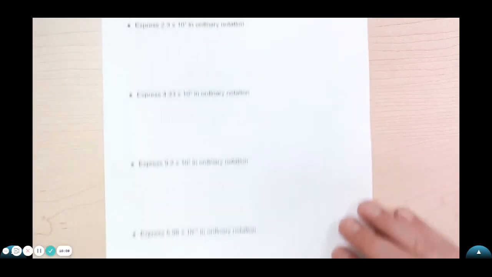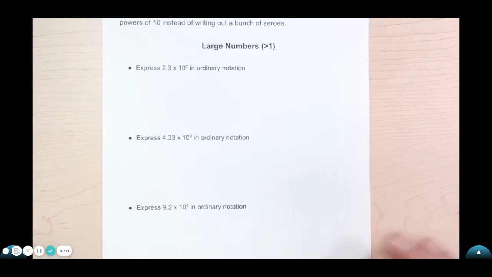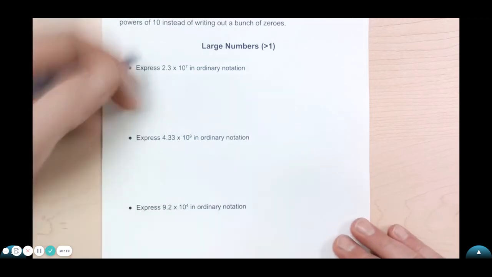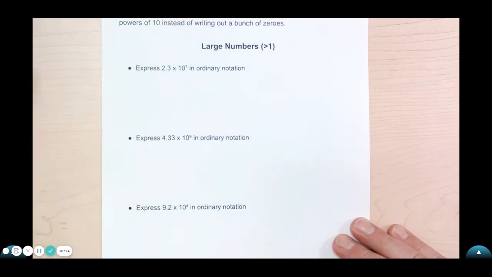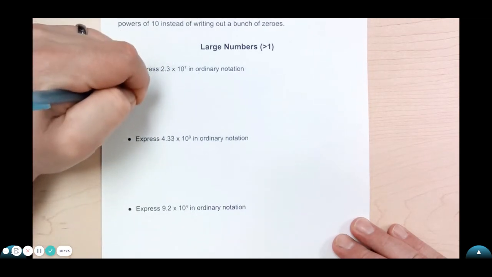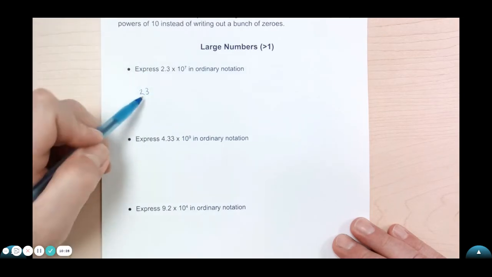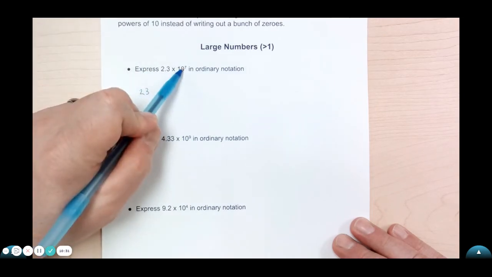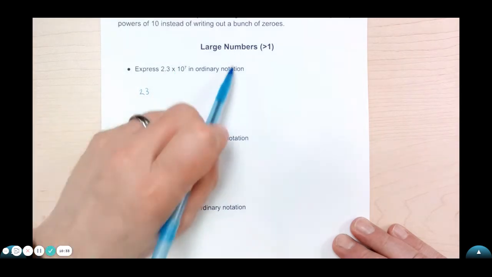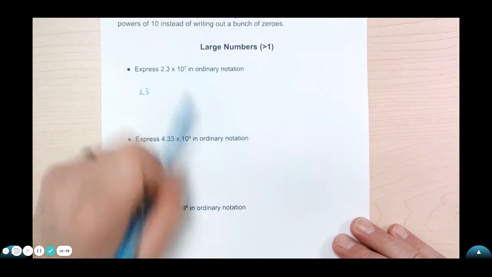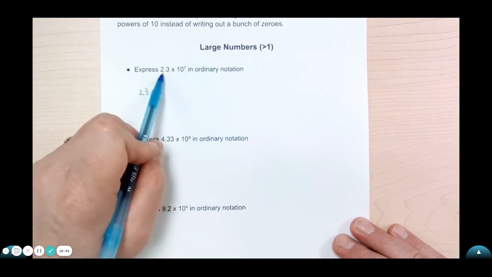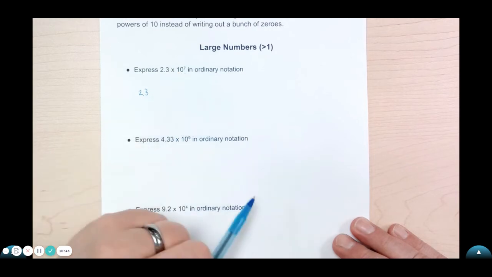Now you can kind of do this in reverse as well. So what if you've got a number in scientific notation and you need to express it in ordinary notation for some reason? So we've got 2.3 times 10 to the 7th. Let's use our shortcut. Here's my 2 and my 3. The decimal's right here. I've got to move the decimal 7 times. Now this is a large number. I know it's a large number because it's got a positive power of 10. This in reality is 2.3 times 10 million.